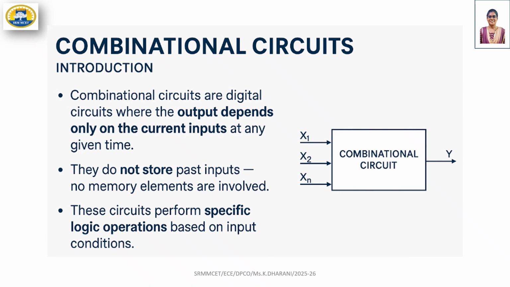It produces outputs that depend only on the present input values. The key properties of this are they do not store previous inputs, and no memory elements or feedback loops are involved in it. The applications of combinational circuits are arithmetic units, data routing, code conversion, and signal selection. The topics we are going to cover in this video are half adder, full adder, subtractor, demultiplexer and multiplexer.